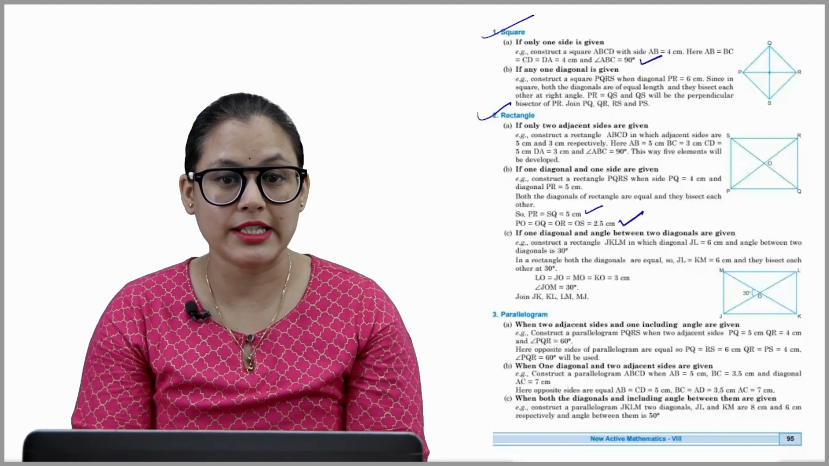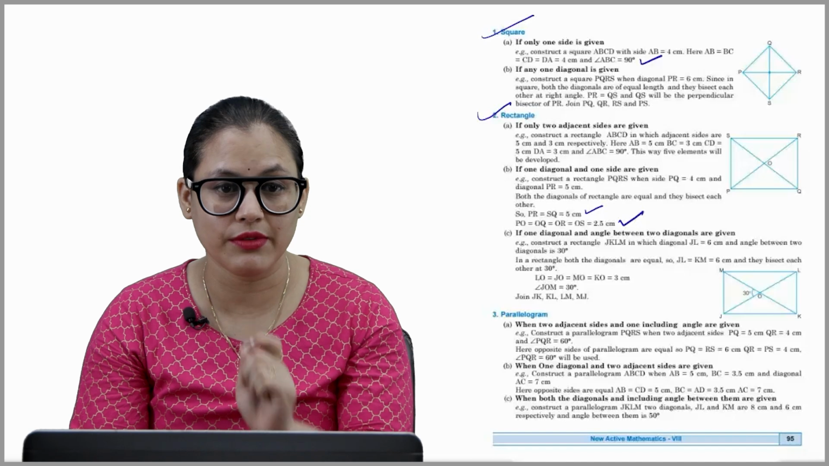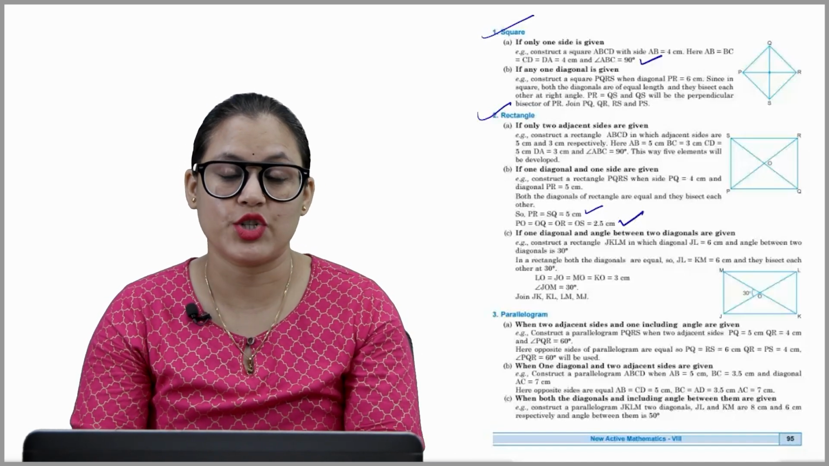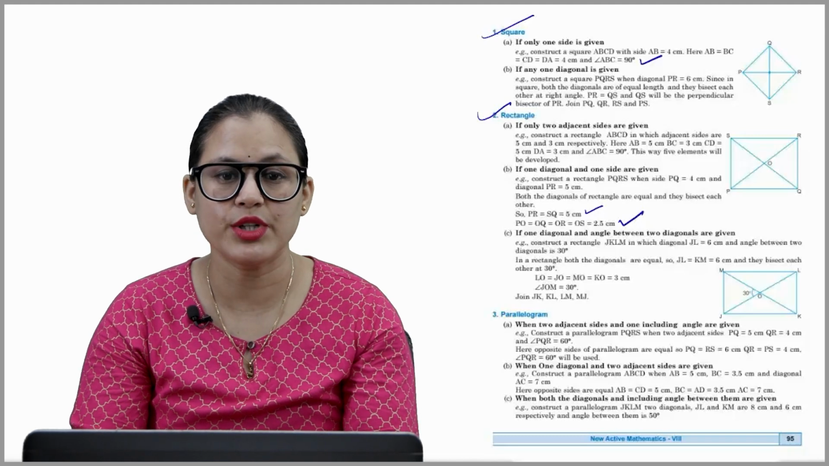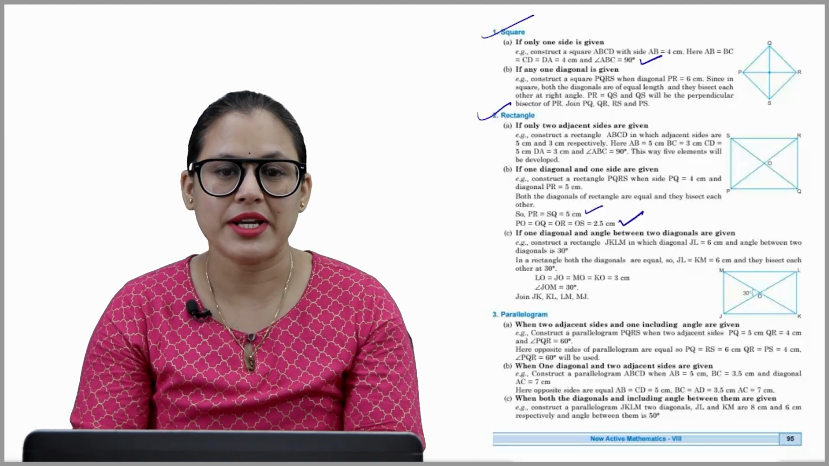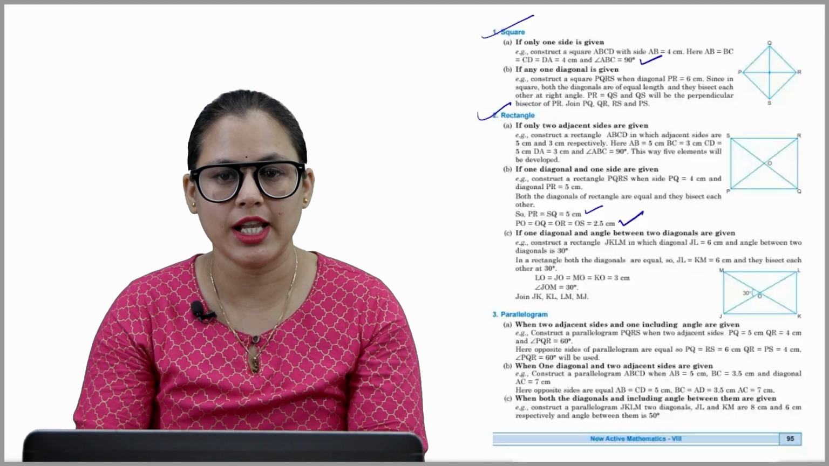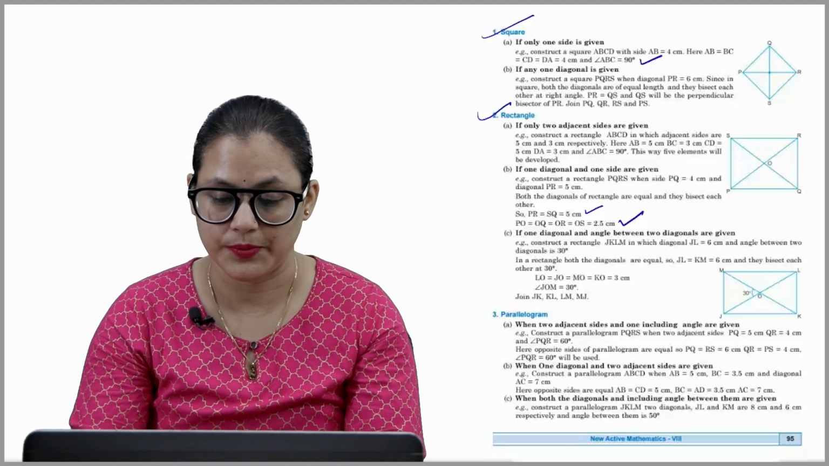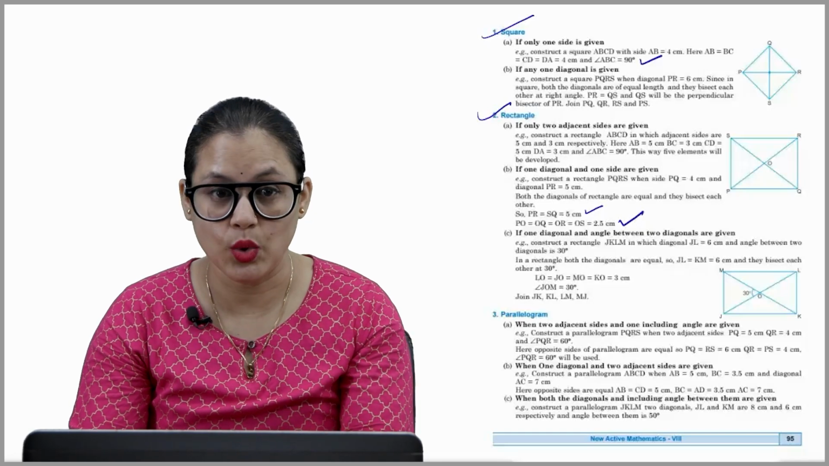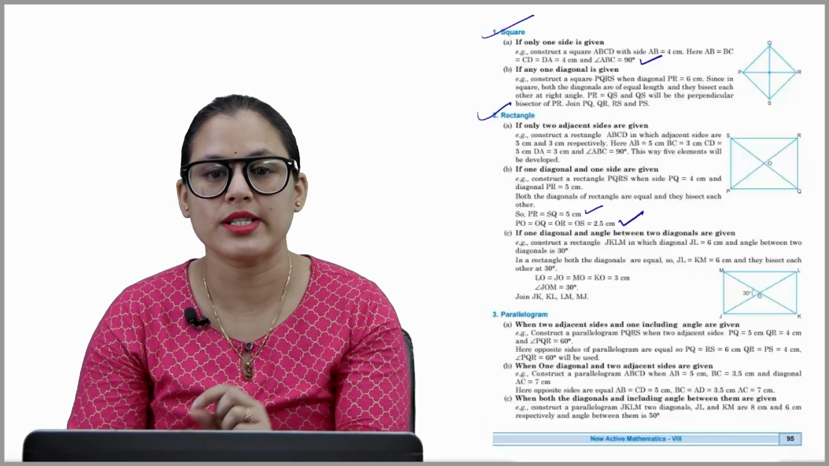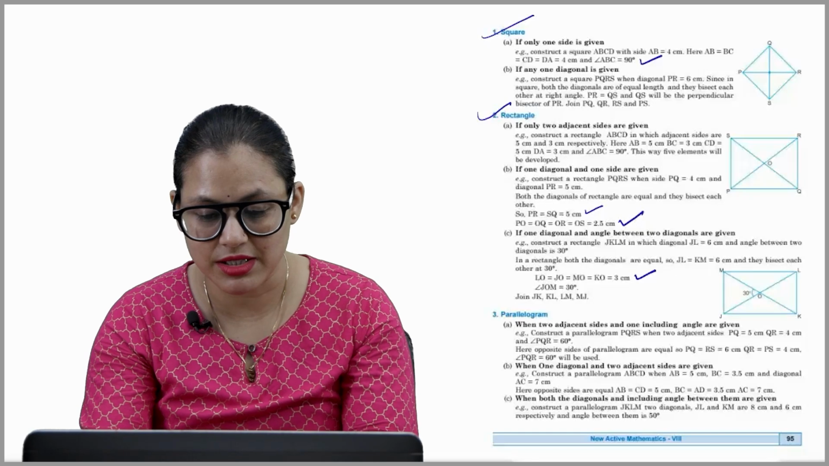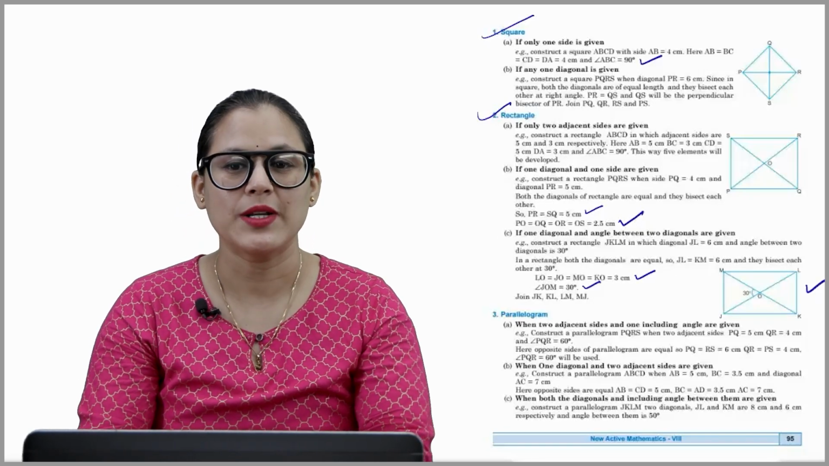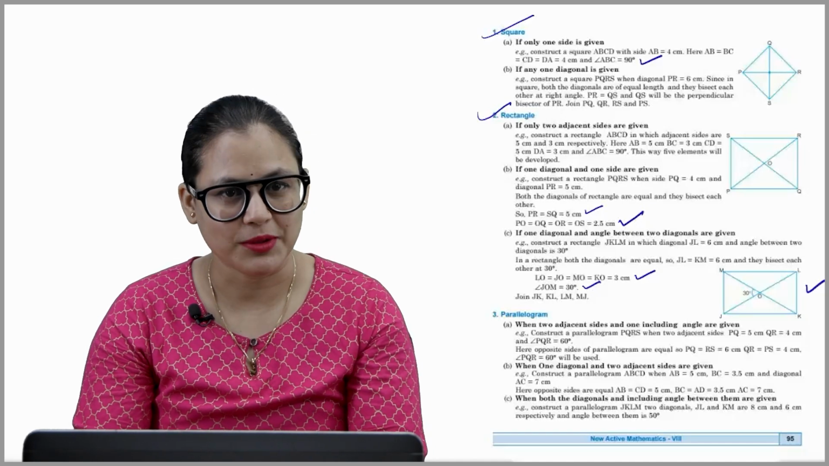C, if one diagonal and the angle between 2 diagonals are given, construct a rectangle JKLM in which diagonal JL equals 6 centimeter and the angle between the 2 diagonals is 30 degree. In a rectangle, both the diagonals are equal, so JL equals KM equals 6 centimeter and they bisect each other at 30 degree. So LO equals JO equals MO equals KO equals 3 centimeter and angle JOM is 30 degree. As you can see in this picture, join JK, KL, LM and MJ.